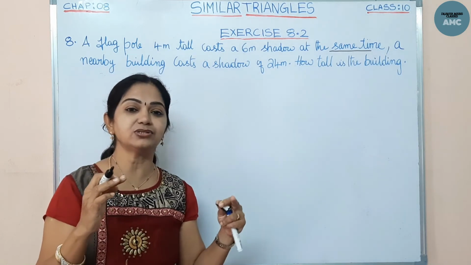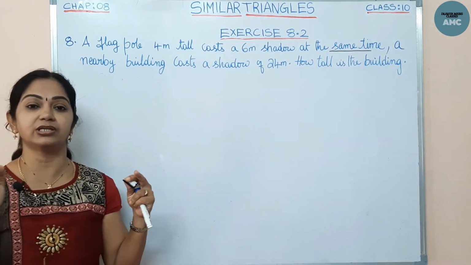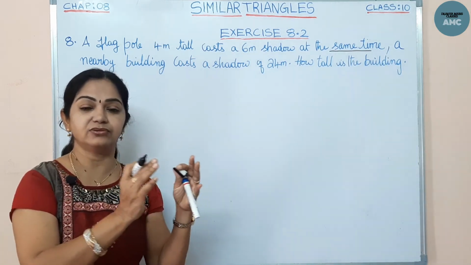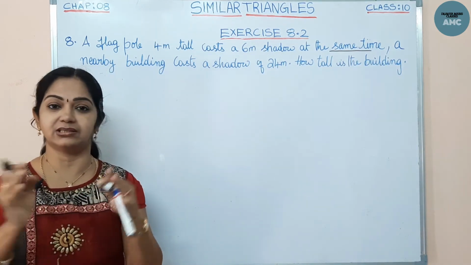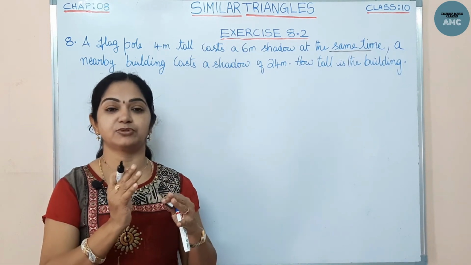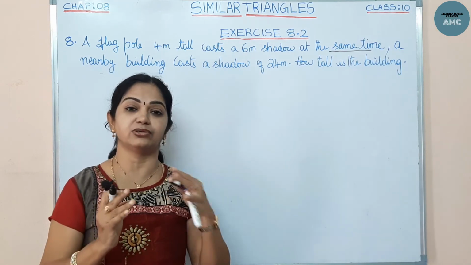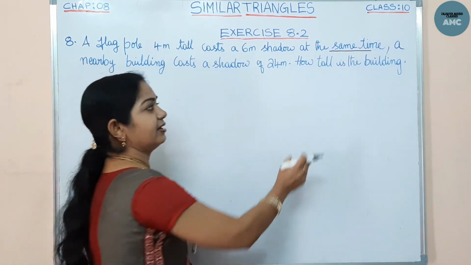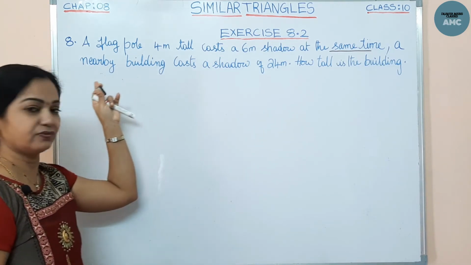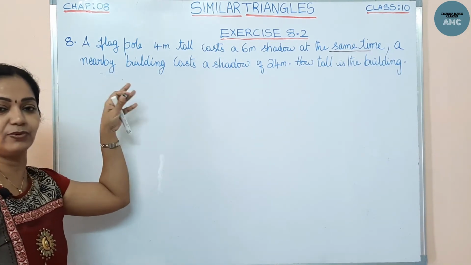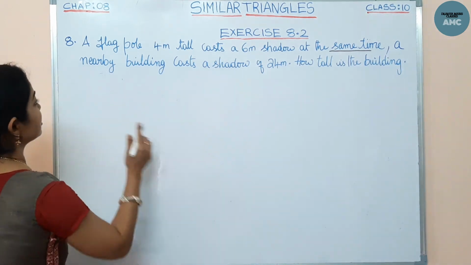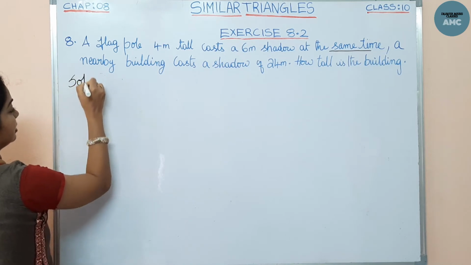Okay, the shadows keep changing according to the different timings. In the morning the shadow will be somewhat different, and in the afternoon the shadow will be lengthy. The length of the shadow keeps increasing or decreasing at different times. But here, given at the same time, the angles subtended by the light rays from the sun are the same. That we have to keep into consideration. Now let us see the solution.